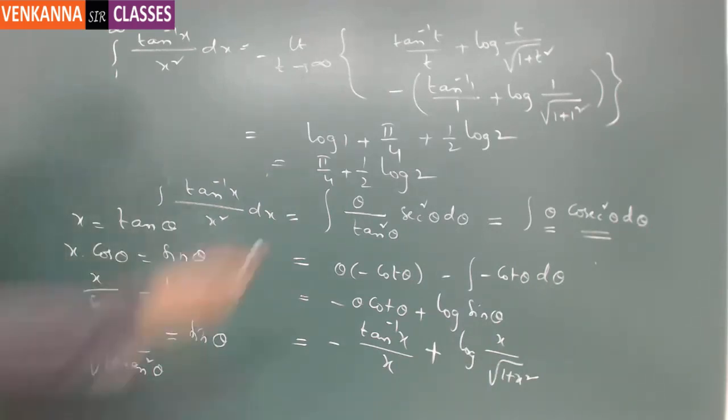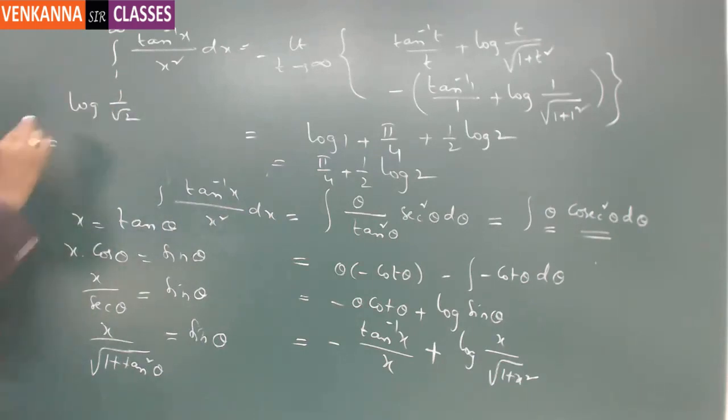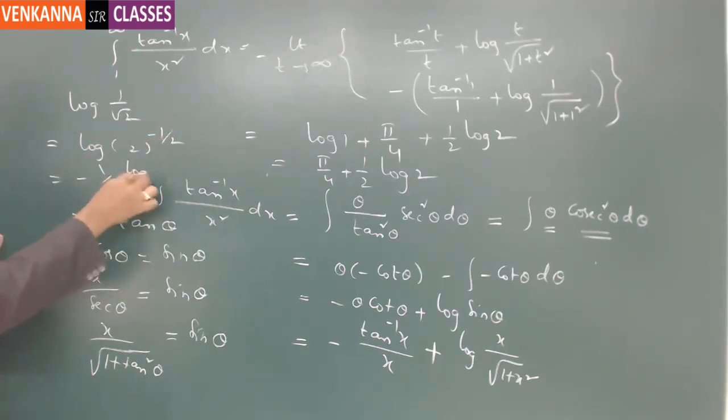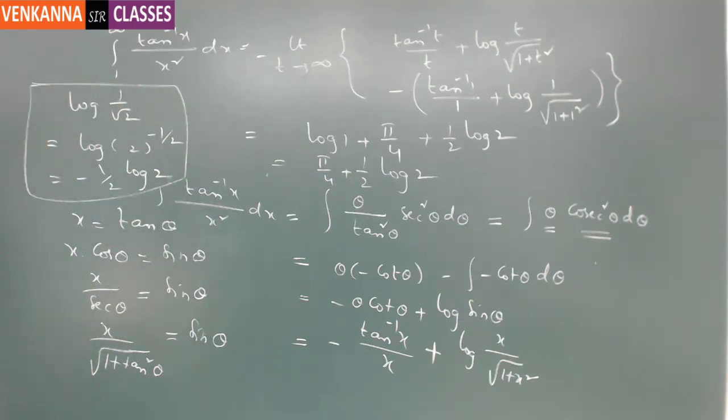So you have one question that if you have log of 1 by root 2, you can write it as log of root 2 power minus 1, or 2 power minus 1 by 2. So minus 1 by 2 log 2. That you can write like this. If you have any doubt for this one, is it clear now? While applying the roots and limits.